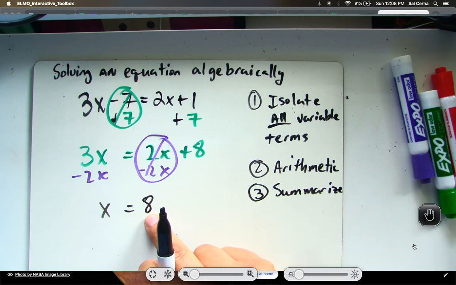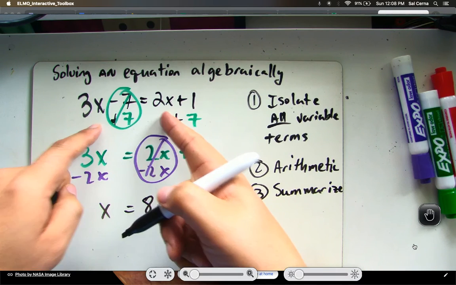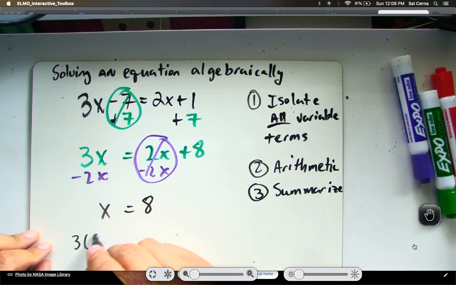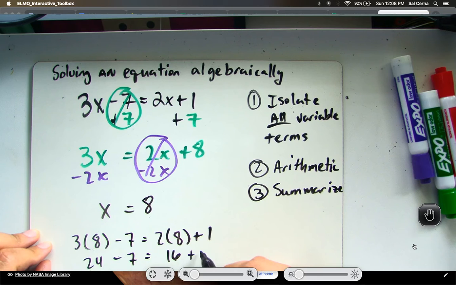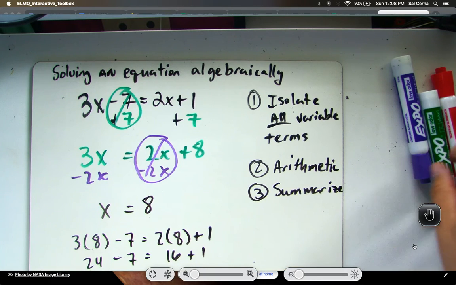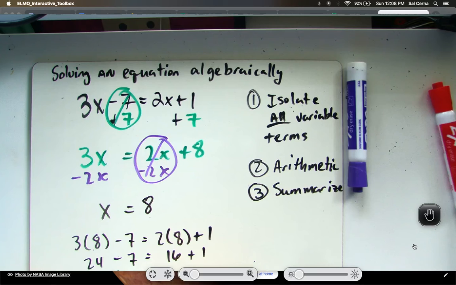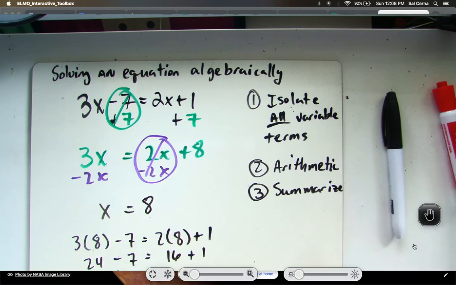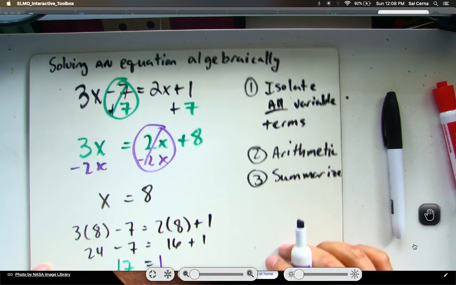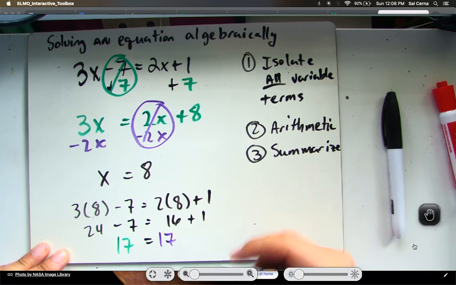Okay, what's the output, you might ask? Well, we would plug it in here. 3 times 8 minus 7 is 2 times 8 plus 1. Okay, 3 times 8 is 24 minus 7 equals 17, equals 16 plus 1, 17. And this checks.